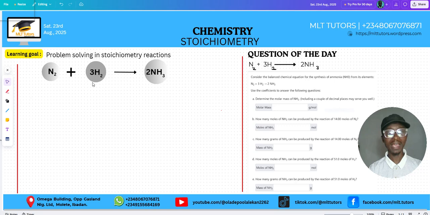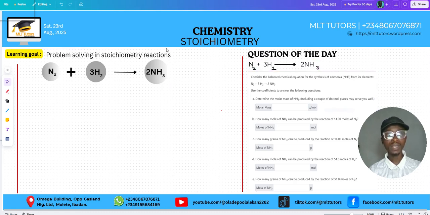Without wasting time, let's quickly dive into details. Today's learning goal is problem solving in stoichiometry reactions. All right, we have some questions to try. Question of the day: we have a reaction in which 1 mole of nitrogen reacts with 3 moles of hydrogen to produce 2 moles of ammonia.